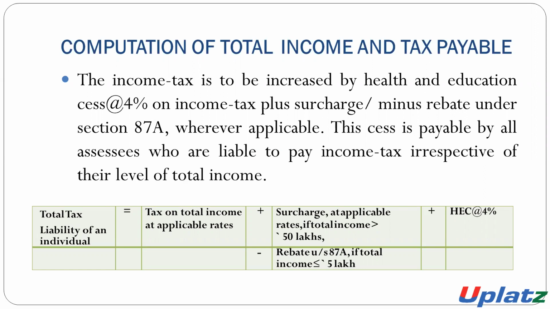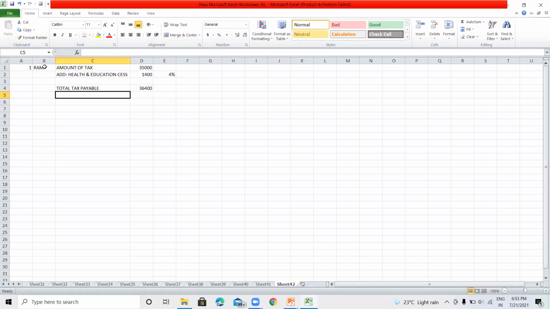So this cess is payable by all assessees who are liable to make the payment of tax. The cess is required to be paid by each and every assessee who is liable to make the payment of tax. Mr. Ram is required to make the payment of tax of 35,000 rupees, so it is mandatory for him to pay health and education cess also.